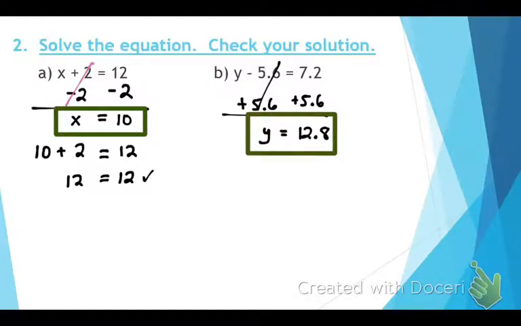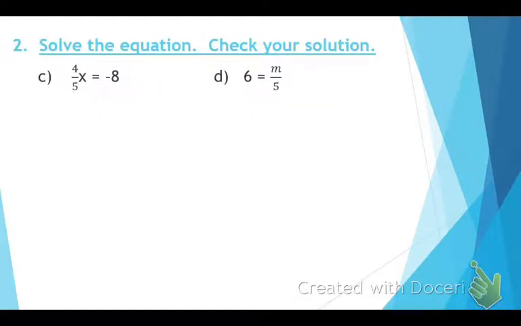Kyla, check it for me, please. Instead of the y, you replace it with 12.8 minus, subtracted by 5.6 equals 7.2. All right, and what is 12.8 minus 5.6? 7.2. 7.2. That means that it checked out and your work is good. Okay, so problem C comes from our 4.2 flipped classroom.